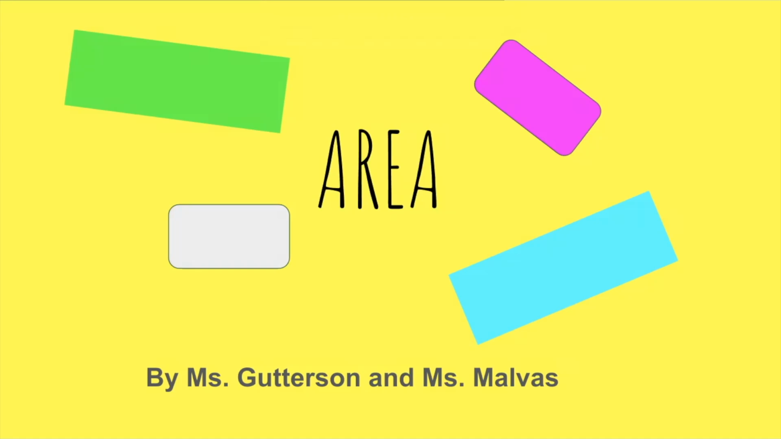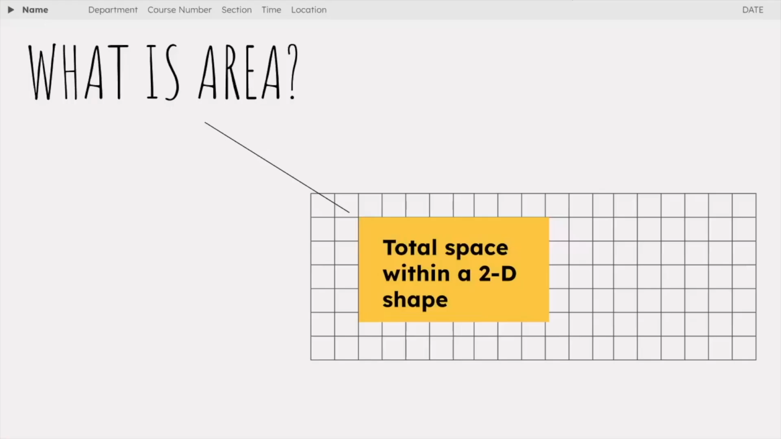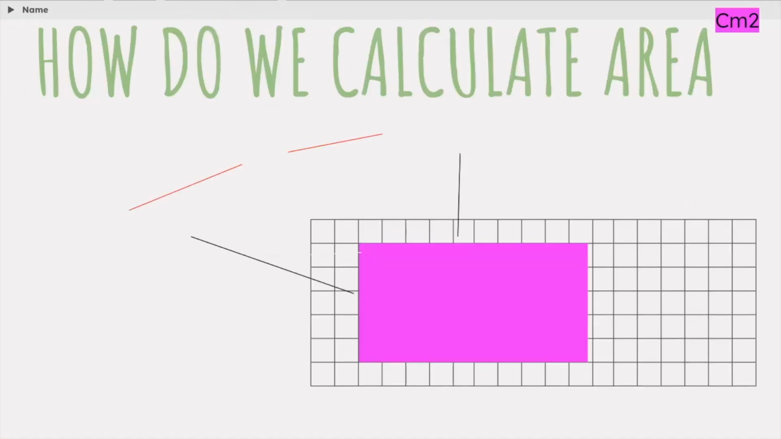Today, we are going to explore Area by Miss Goodison and Miss Malvis. Okay, so now you might be asking, what is area? Well, area is the total space within a 2D shape. Now, how do we calculate area for squares and rectangles, which we'll be exploring today?